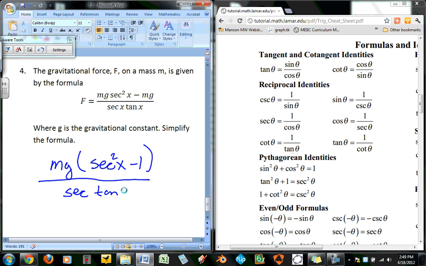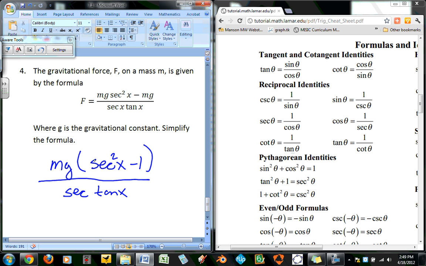Anytime I see something squared minus 1, I'm always going to look over to my Pythagorean identities. Is there anything that has secant and a 1 in it? If I were to subtract 1 over here, secant squared minus 1 would be equal to tangent squared. So anytime I see a secant squared minus 1, I can instead plug in tangent squared. That's a legal step. That's okay.